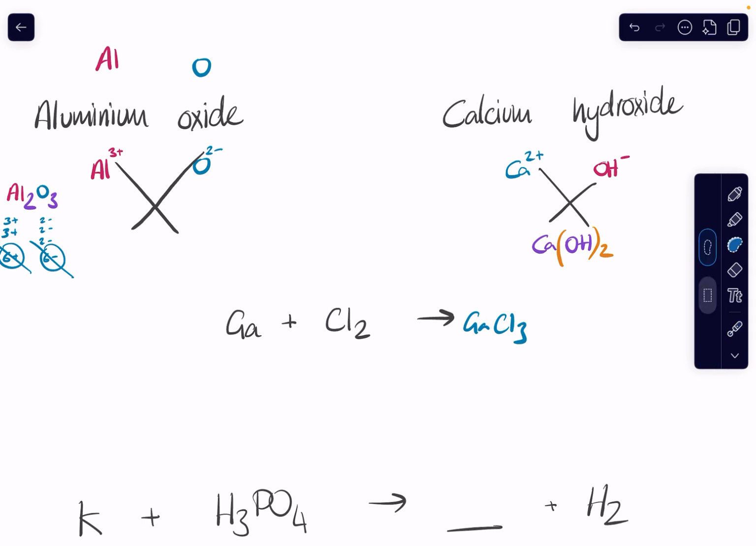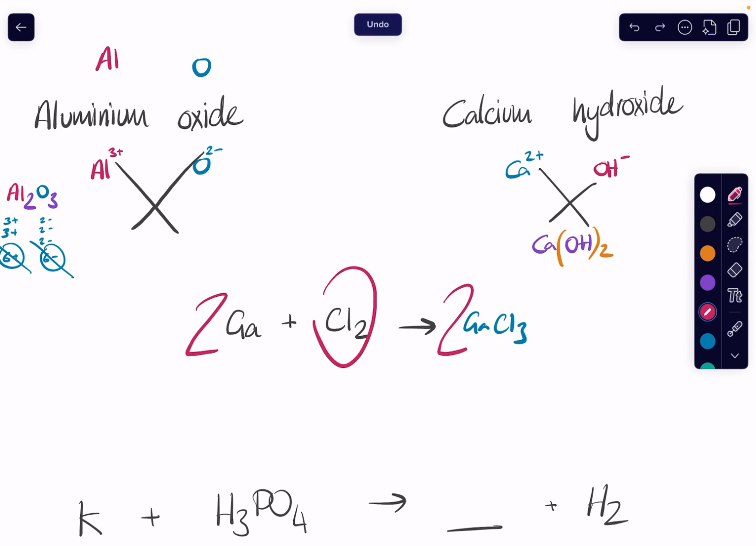So let's just make it even. And what I'm going to do is double this. If I double this, it means I've also doubled my gallium, so let's put a big 2 on that. But now I've got odds. So now I've got 2 and 6 chlorines.